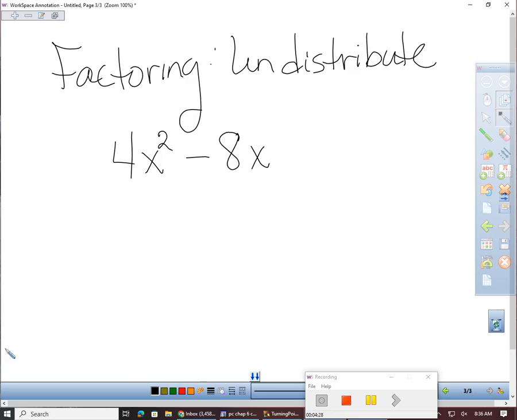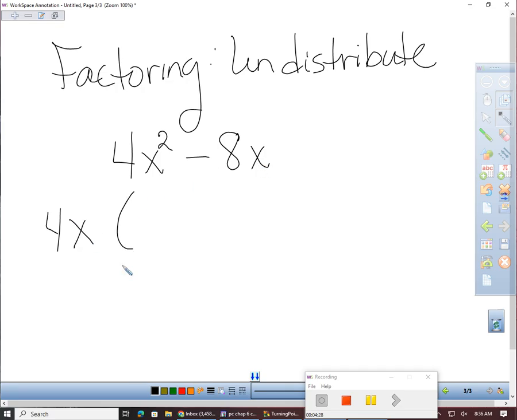And I'm going to pull it out to the front. So I'm doing distributing backward. I'm taking it out instead of putting it in. Okay? So what's the biggest number that goes into both 4 and 8? 4, okay? And what's the most x's we can have out of x squared and x? Well, I can't take an x squared out of x, right? So just x. Yep. All right.